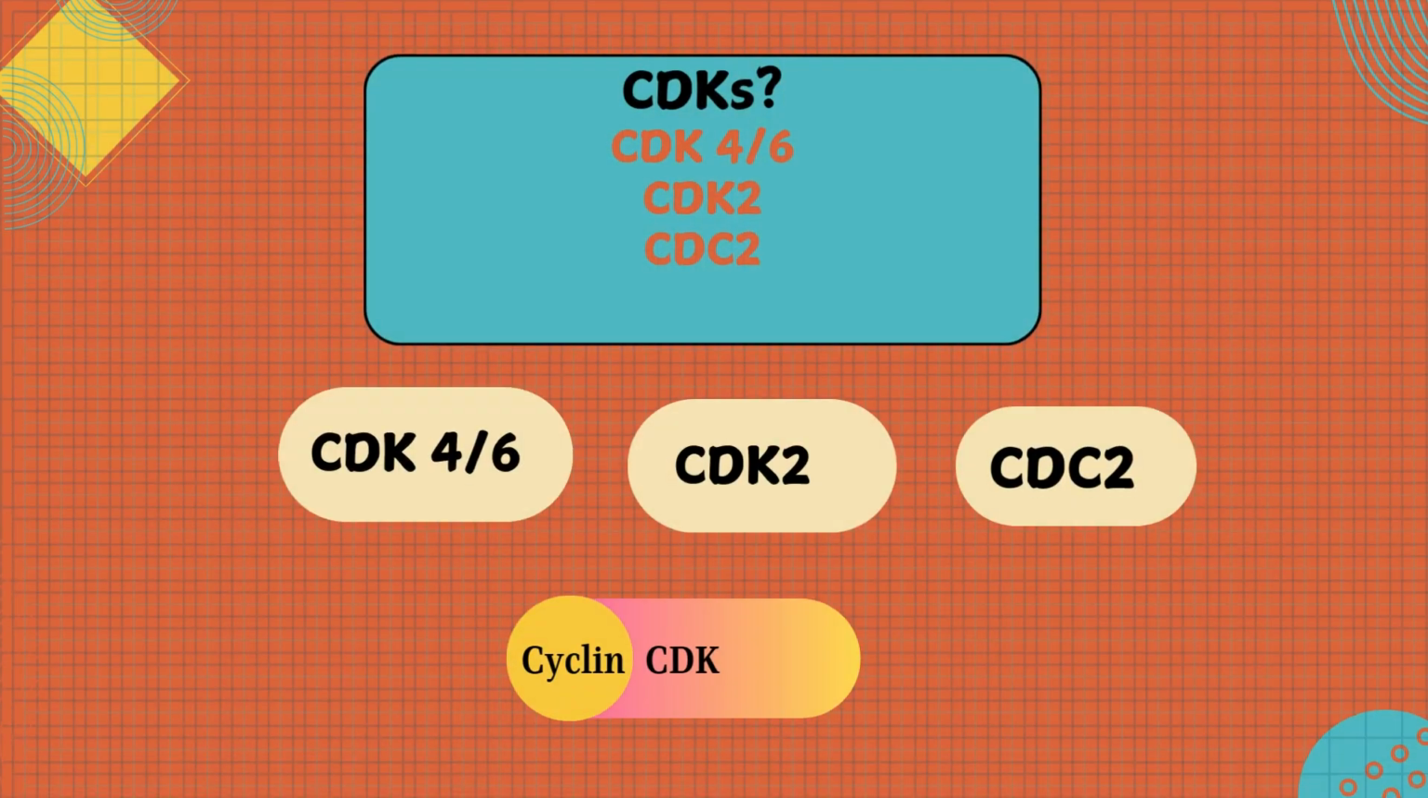Then we have CDKs. I will share their names with you. What are the names of CDKs? We have three CDKs: CDK4/6, CDK2, CDC2. Here we have the cyclin and CDK complex. CDK can be any of these: CDK4/6, CDK2, CDC2.